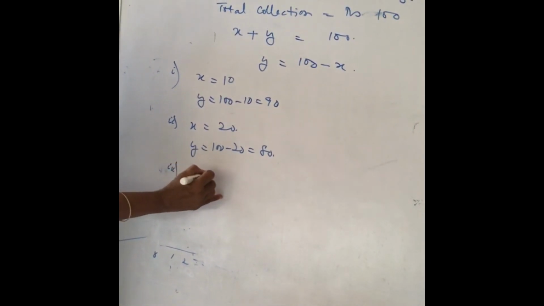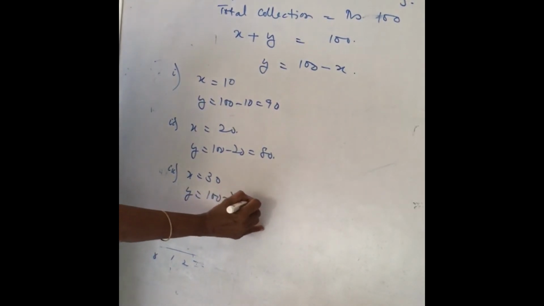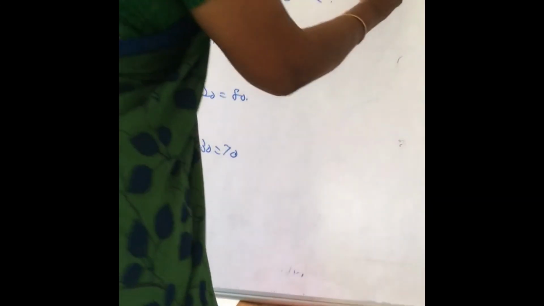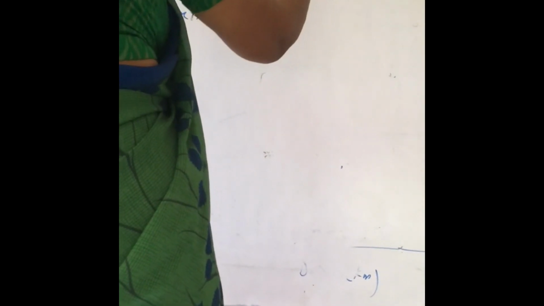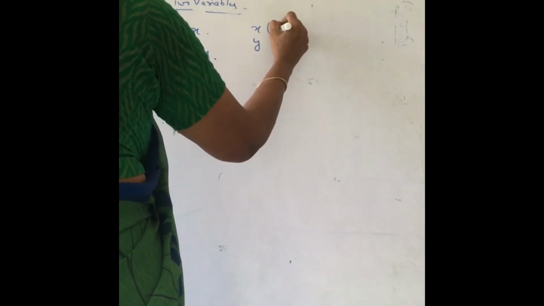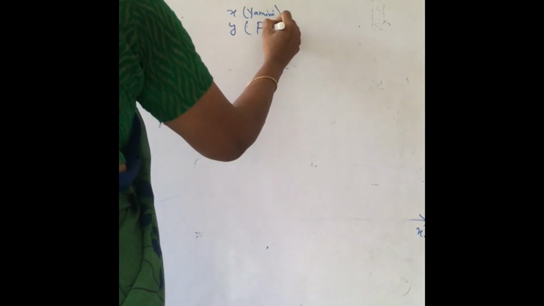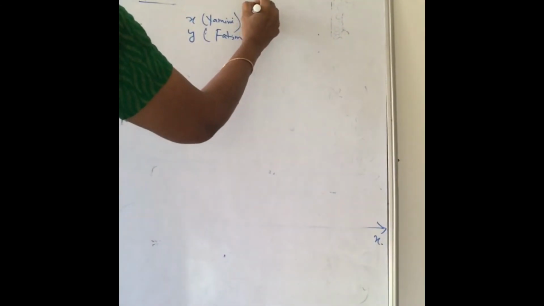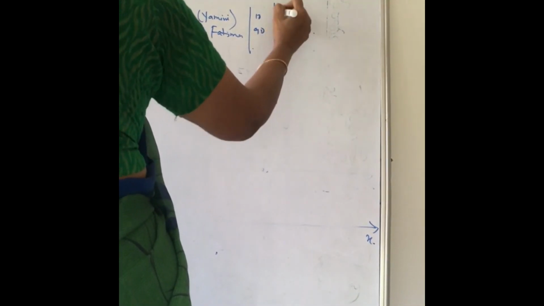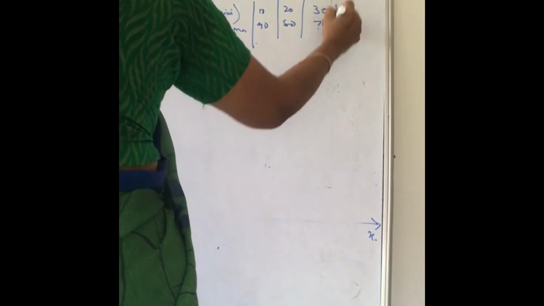X is equal to 30, y is equal to 100 minus 30, that is equal to 70. Money is never negative, children. Put the values in the box. X is who? Fatima. No, Yamini. And y is who? Fatima. Yes. Put the values in the box. 10, 90, 20, 80, 30, 70.